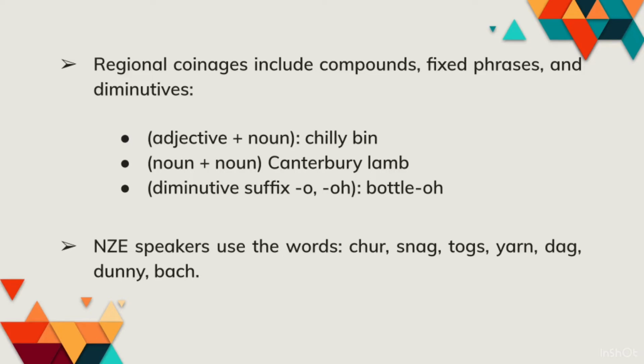Also, New Zealand English speakers use slang words. For example, tu means things, snack means sausage, togs means swimsuit, yarn it refers to a friendly conversation, dag means a funny person, dunny is another word for toilet, and bach is a word for a holiday house.